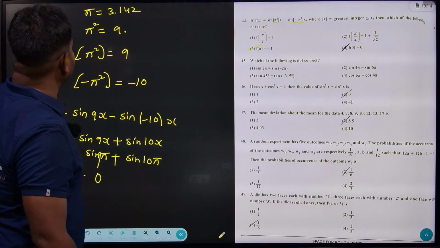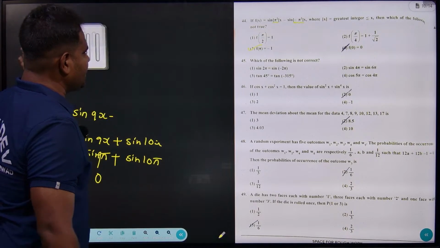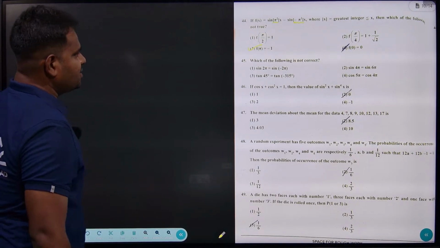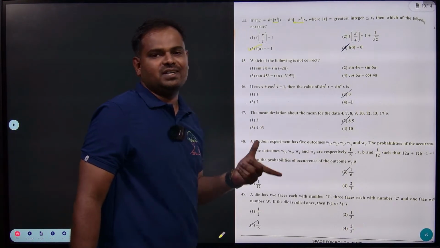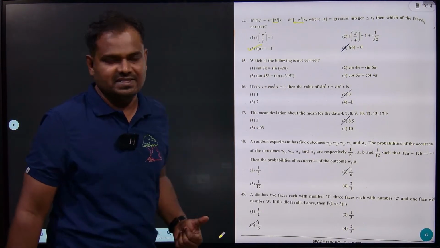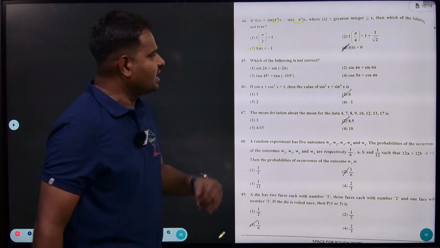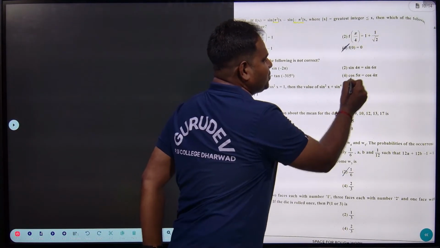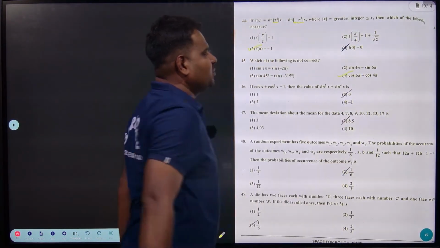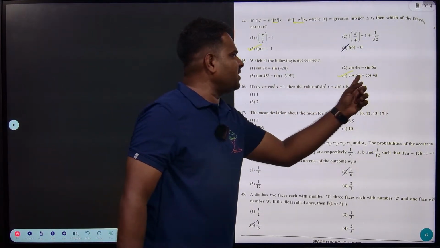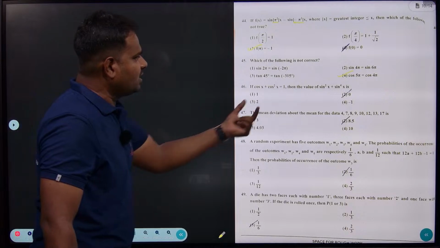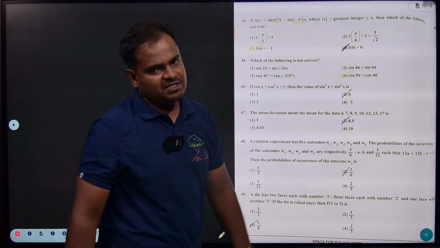Now let us move on to the next question here. What is the next question? Which of the following is not correct? By looking at this question itself, we can directly say the answer. What is the answer, students? That is option 4, that is cos 5 pi is equal to cos 4 pi. Both are not equal, but he has given that cos 5 pi is equal to cos 4 pi. Hence for question number 45, option 4 is the right answer.